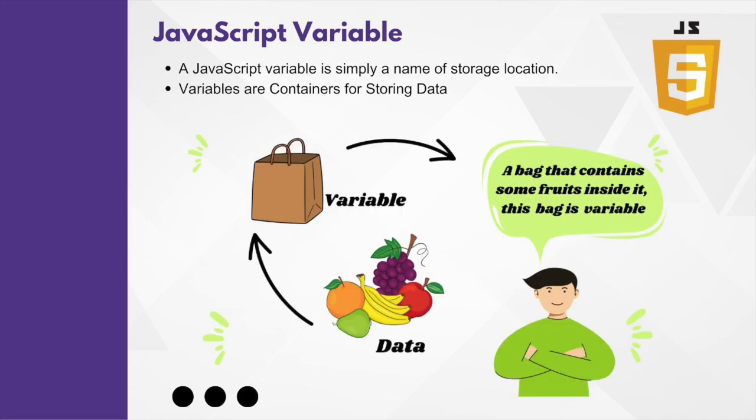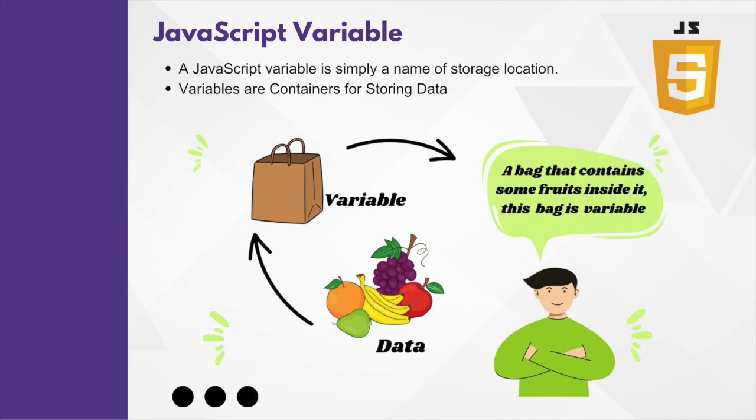As you can see in this example, there is a bag and some fruit which are going to be kept inside the bag. I mean, we are keeping fruit inside the bag. So we can call the bag a variable and we can call the fruit the data which is stored inside the bag. It means that the place where we keep digital data is called variable and the stuff we keep is called data.